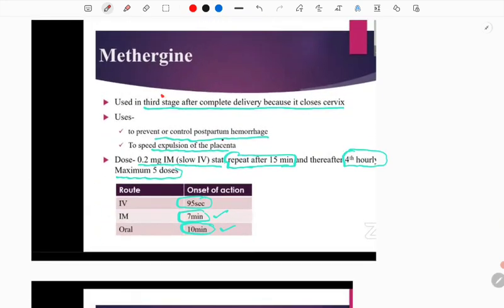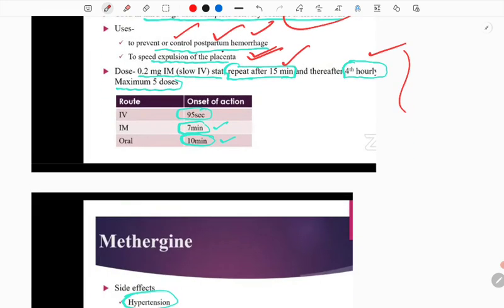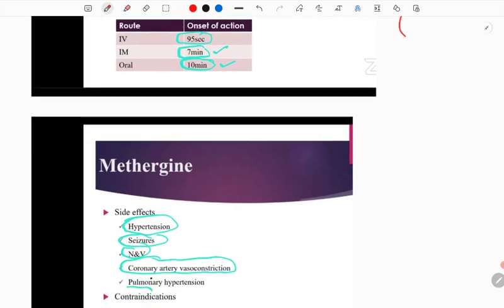Methergine is used in the third stage after complete delivery because it closes the cervix. It is used to prevent and control postpartum hemorrhage and to speed expulsion of the placenta. Dose 0.2 mg IM, repeat after 15 minutes, thereafter 4 hourly, maximum 5 doses. Onset: IV is 45 seconds, IM is 7 minutes, oral is 10 minutes.